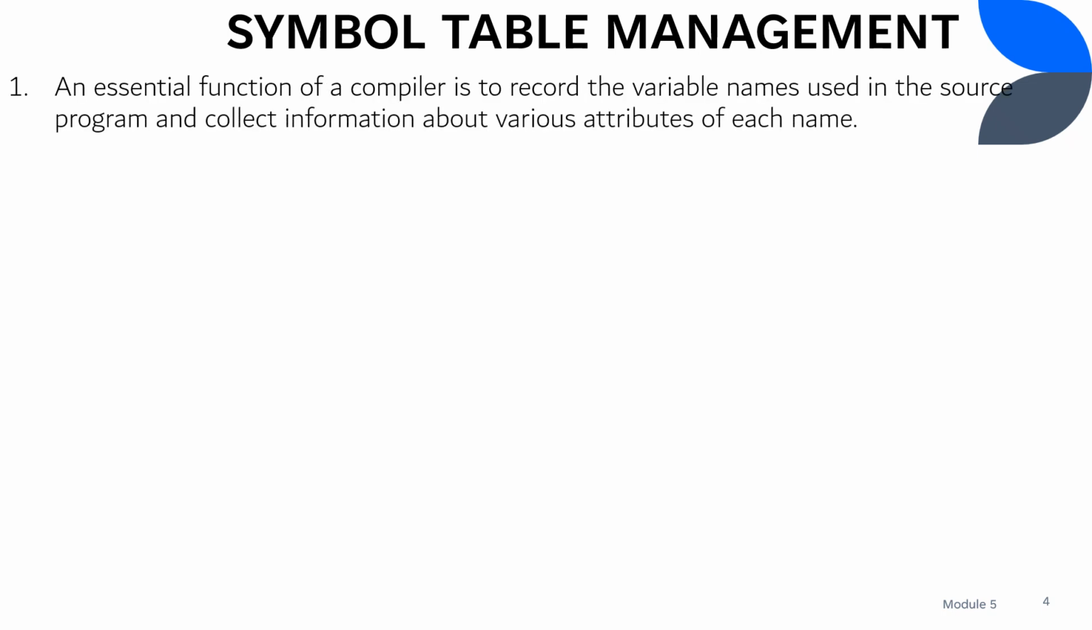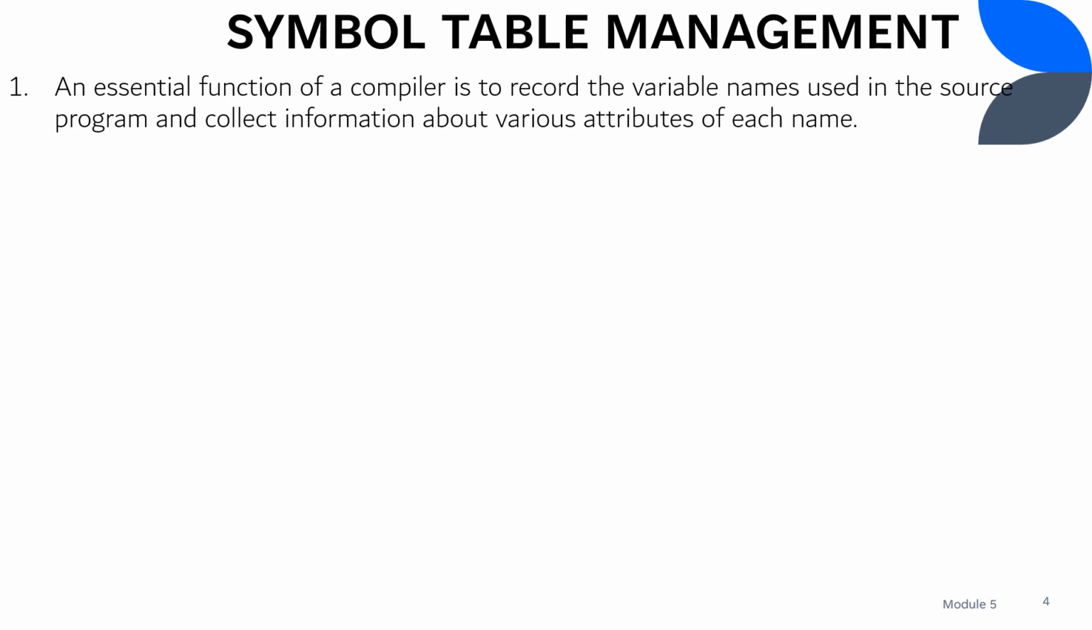Let us see. In the previous video, we have seen that it is the lexical analyzer which is responsible for creating the symbol table, and the remaining phases will be using this symbol table either to read data from it or to update the value in the symbol table. So what is the role of the symbol table when it comes to a compiler?